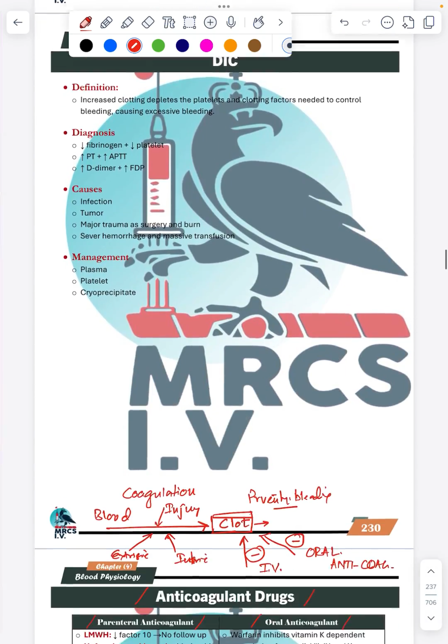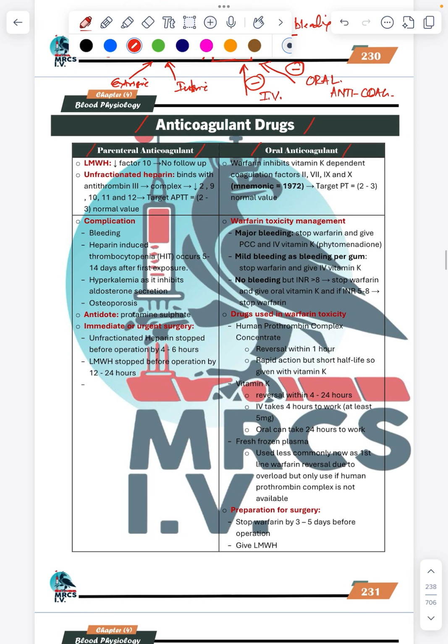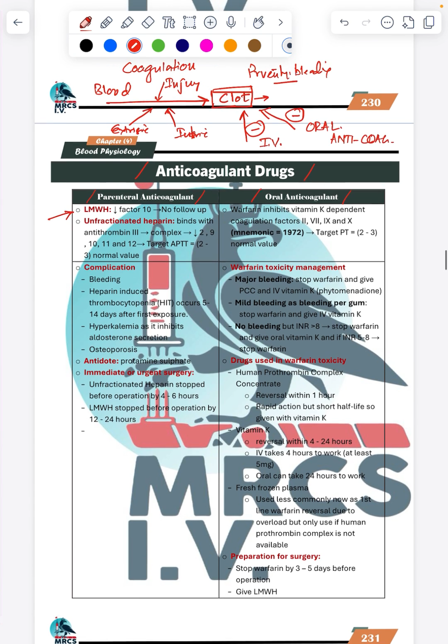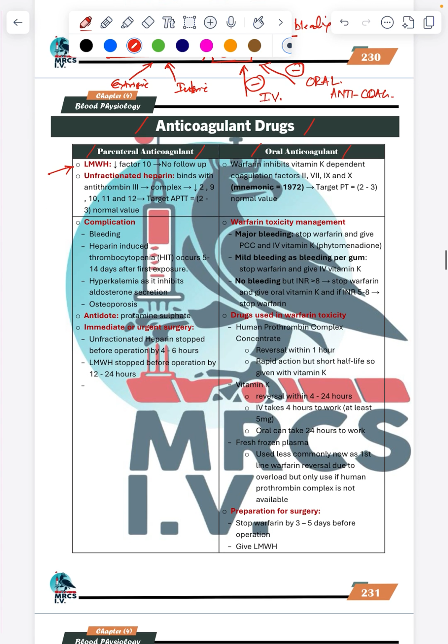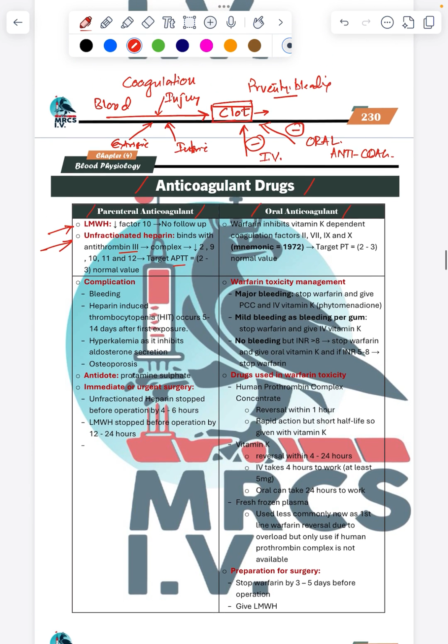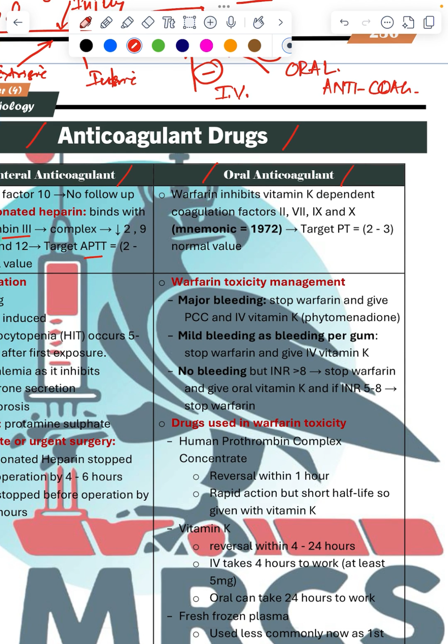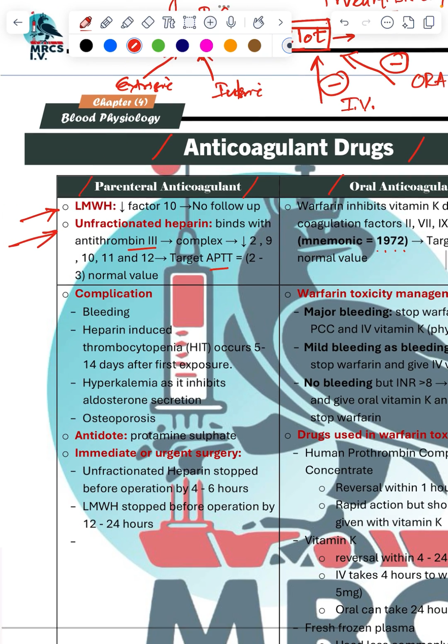So this table now it clears. Low molecular weight heparin decreases factor 10, that is the common pathway. Actually it doesn't require any follow-up. Low molecular heparin, even if it's required, bleeding test, clotting test, not. Unfractionated heparin, it has fast action, it is forming complex with antithrombin, 2, 9, 10, 11. So target of APTT should be 2 to 3. Warfarin, you go oral, vitamin K dependent, it is acting on 10, 9, 7, 2 factors. Here you measure INR 2 to 3 times. Here 2 to 3 times APTT.